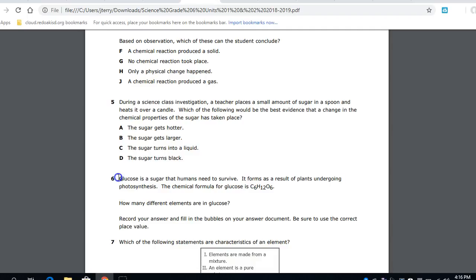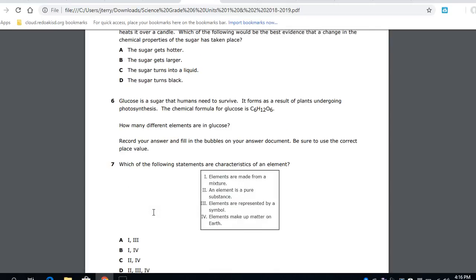Six, glucose is a sugar that humans need to survive. It forms as a result of plants undergoing photosynthesis. The chemical formula for glucose is C6H12O6. How many different elements are in glucose? Write your answer on the test document. Write your answer on number 6 right here.